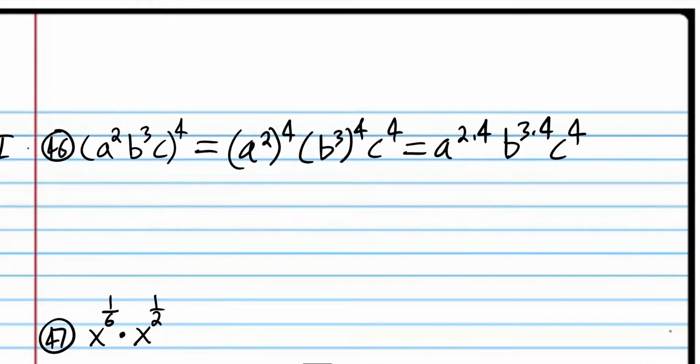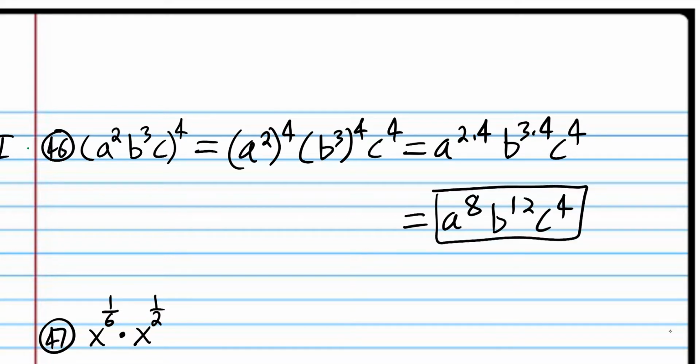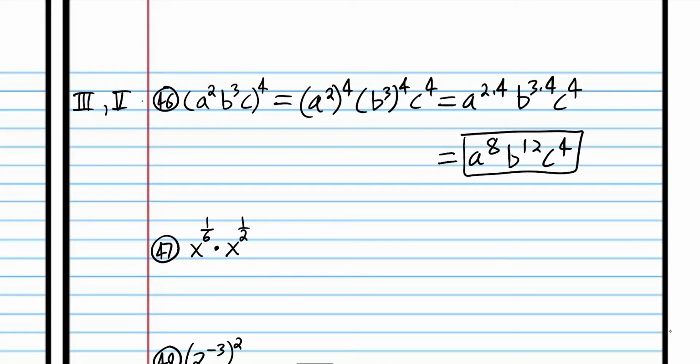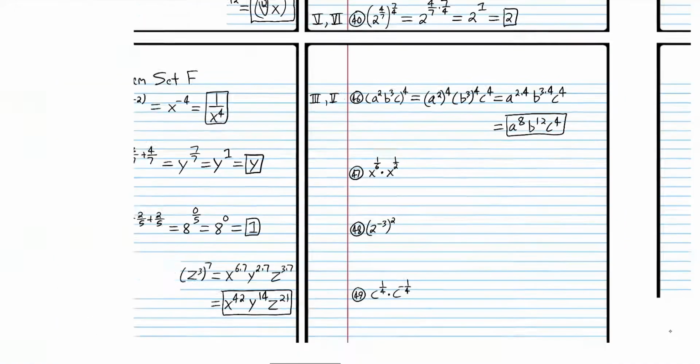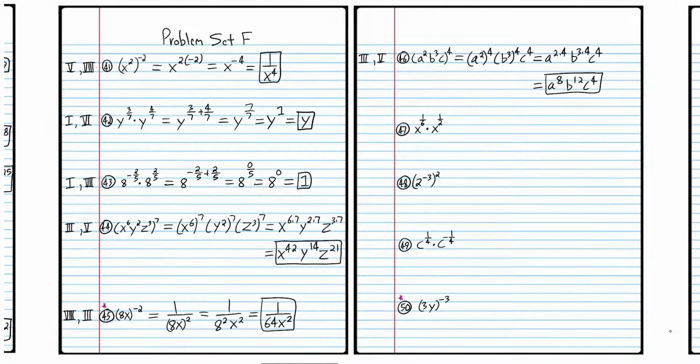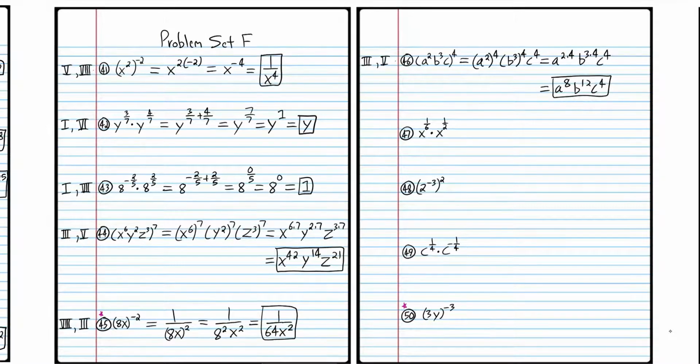And that becomes a to the 8th times b to the 12th times c to the 4th. So if you got that answer, good job. All right, I want you to try number 47. Use problems 41 through 45 to help you, and when you come back, we'll do it together.